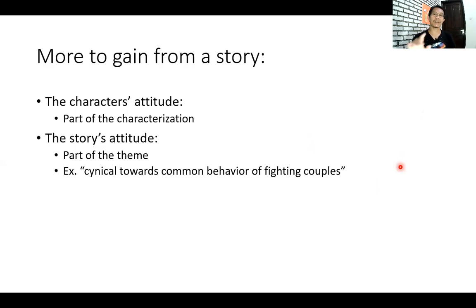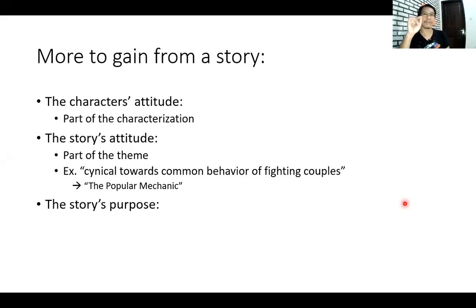Now, the example is, as I mentioned to you, from the short story Popular Mechanic, we can find that the story is cynical towards couples that prefer fighting than taking care of their children. All right. So now we know the attitude of the character and the attitude of the story. The attitude of the character only represents individual characters, but the attitude of the story represents the entire story. And this is part of the theme. It's much bigger than characterization. That's an example from the Popular Mechanic, right?